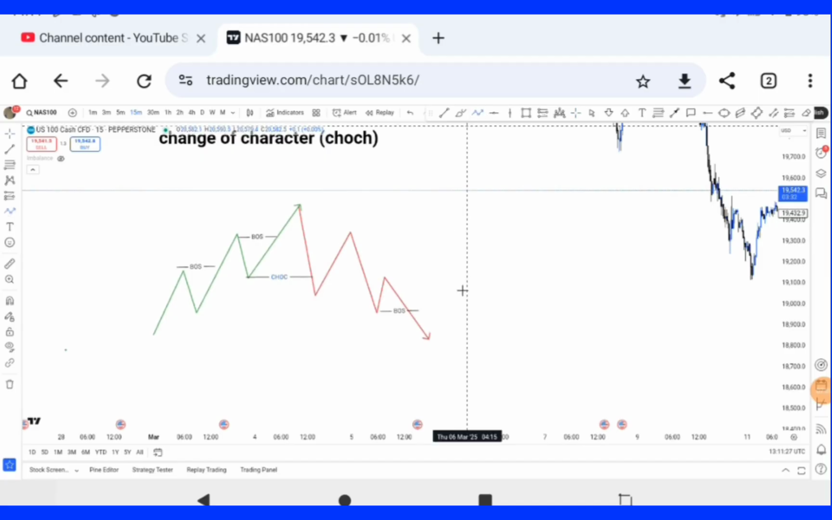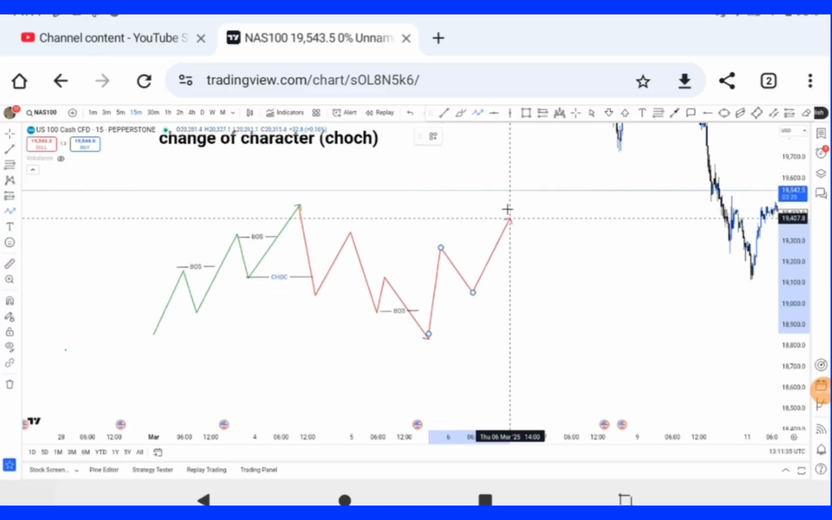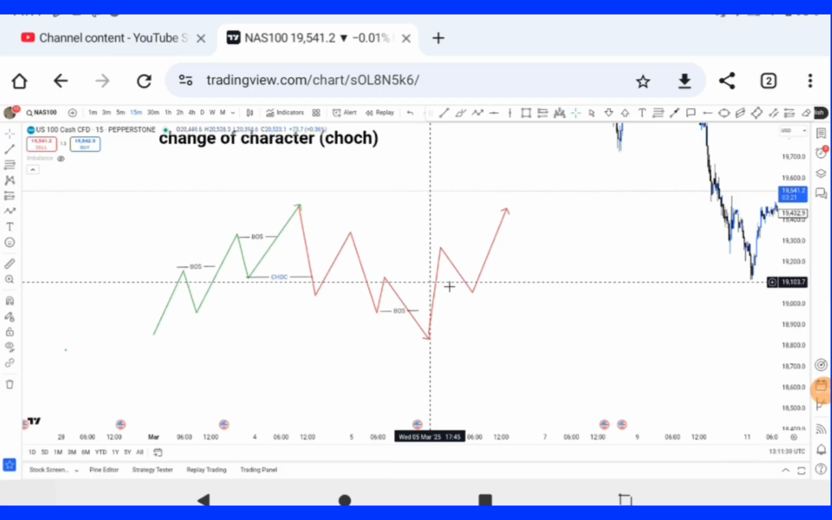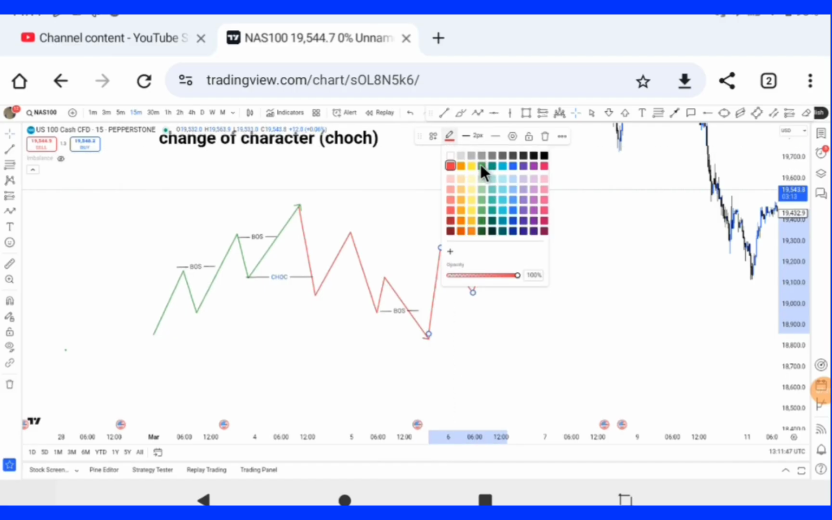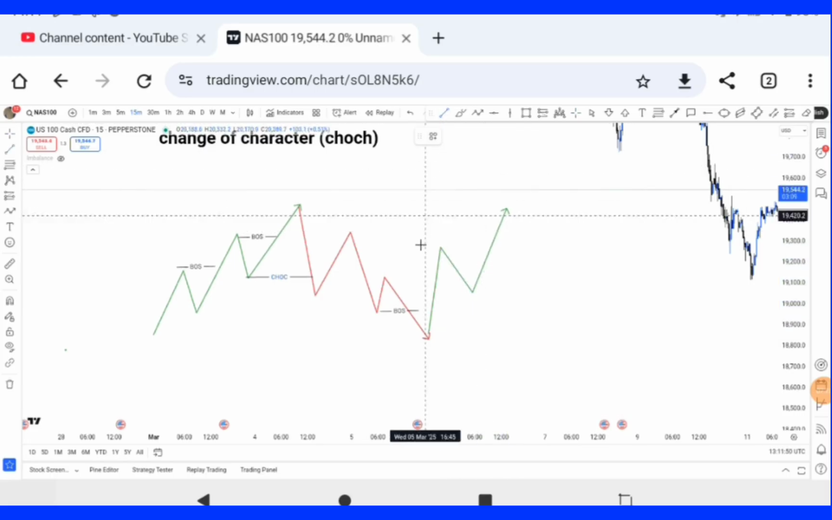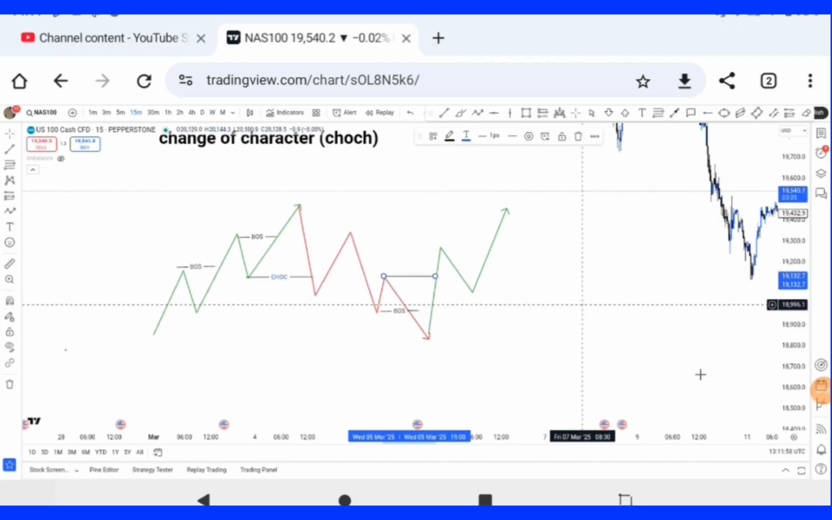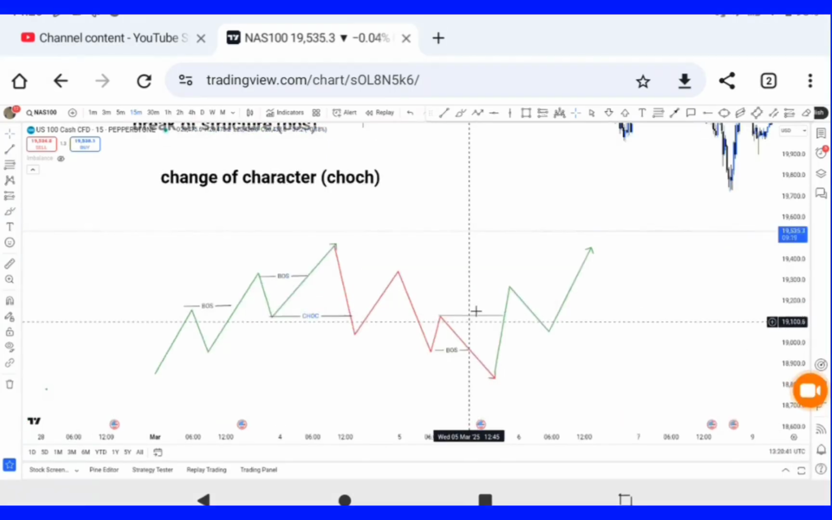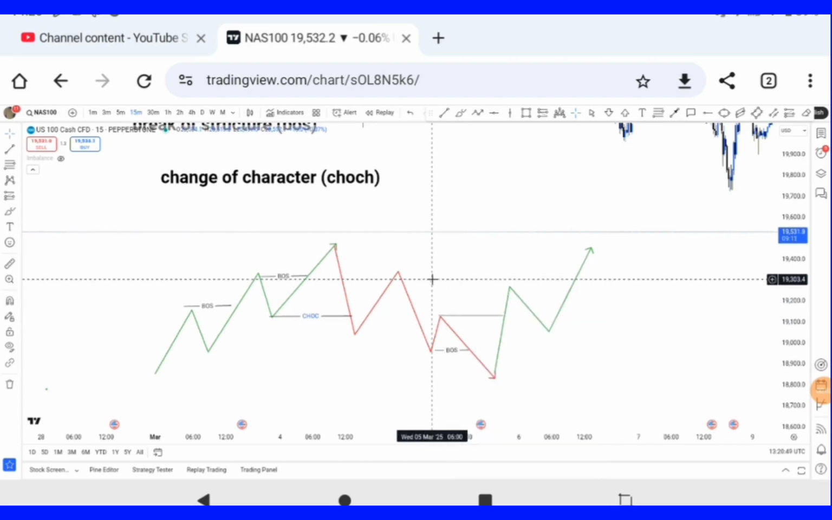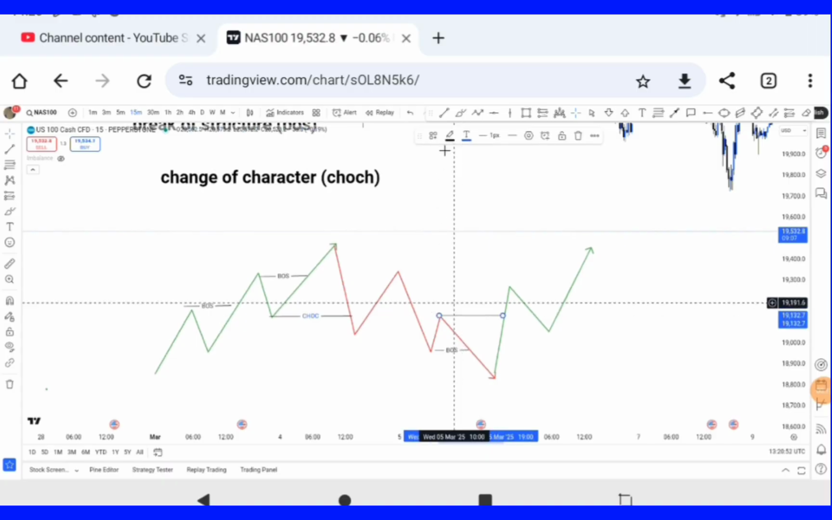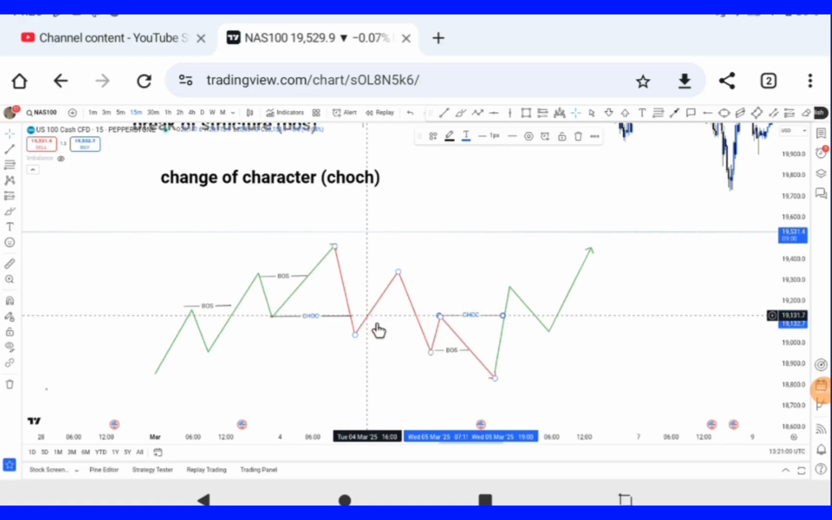Now let's assume something like this happens in this place too. We have something like this again. So now you should be able to pick out the change of character here. This is change of character. By now you should be able to identify break of structure as different from change of character. Change of character indicates change in trend, while break of structure indicates the continuation of trend.